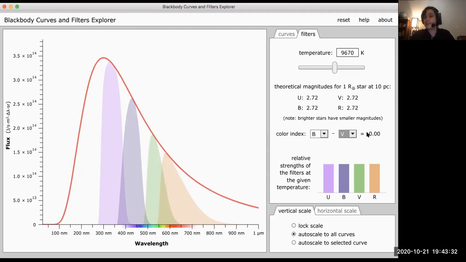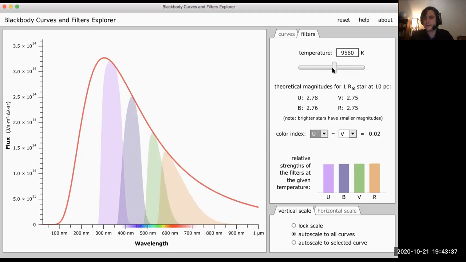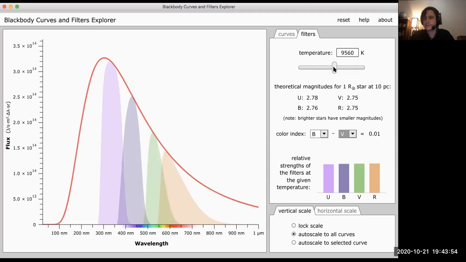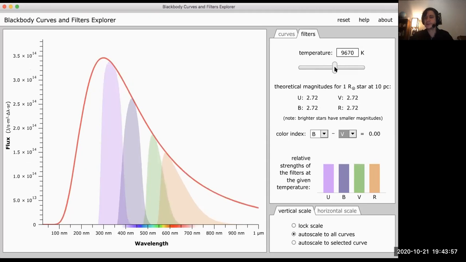But now we have B minus V equals 0. And it doesn't matter which one, U minus V. Ooh, I'm a little bit off. Must be some rounding error in this program. But they're all essentially 0. Okay, so here we are with a B minus V of 0. So Vega is our standard star. It's also the standard for our spectral classes, which we'll be getting to in a video coming soon to you, that it is an A0 star.